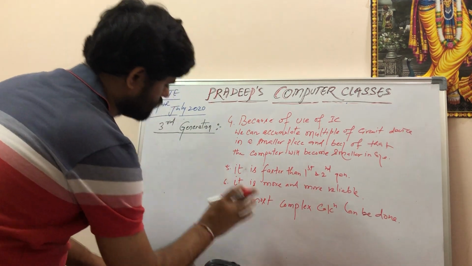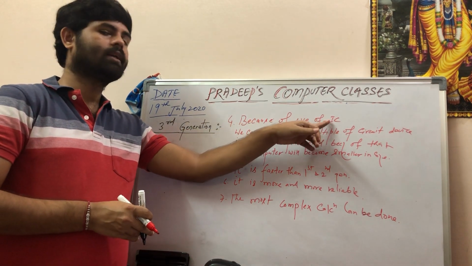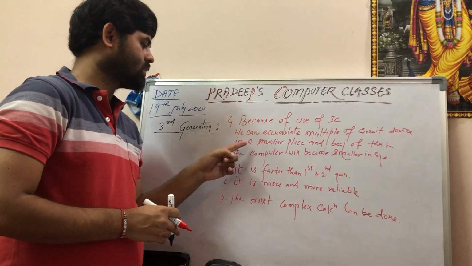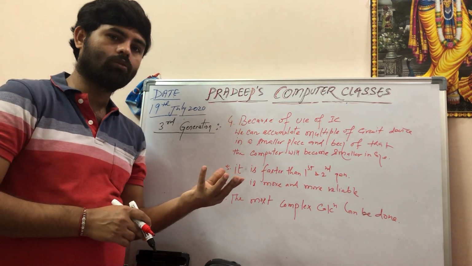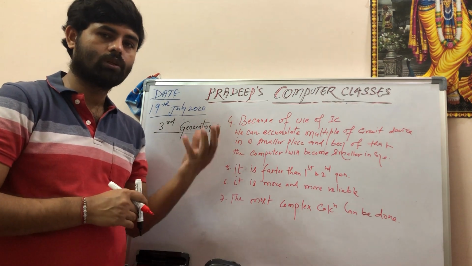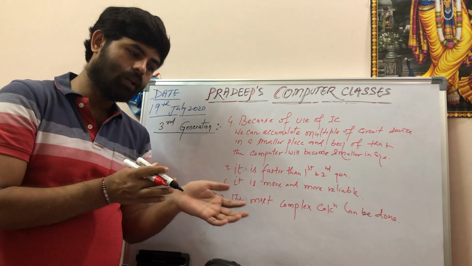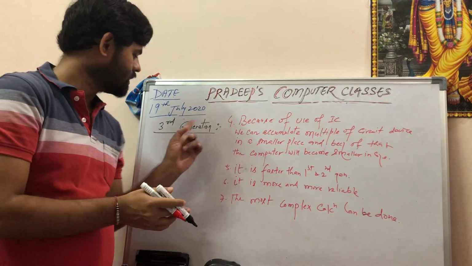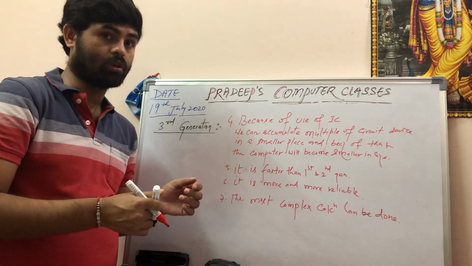and write this. First point is because of the use of IC, integrated circuit, we can accumulate multiple circuit devices in a smaller place. So IC, I told you, is very small, where you can put thousands of resistances, transistors, and other devices. That means this chip consists of all these things, and if you use this chip in the computer, your computer will be a smaller one. So that is the advantage of the third generation. In the first and second, it is not so small.